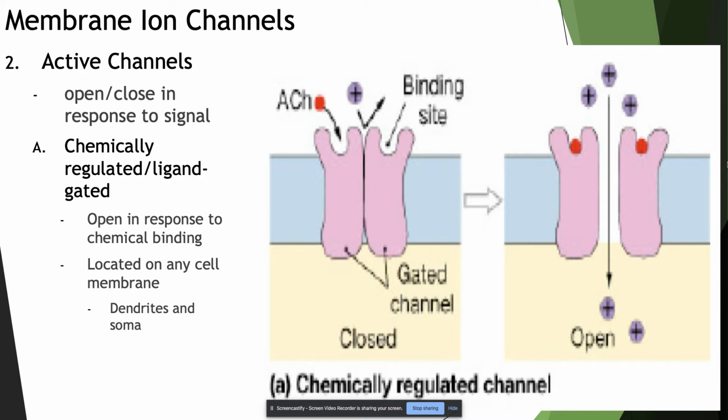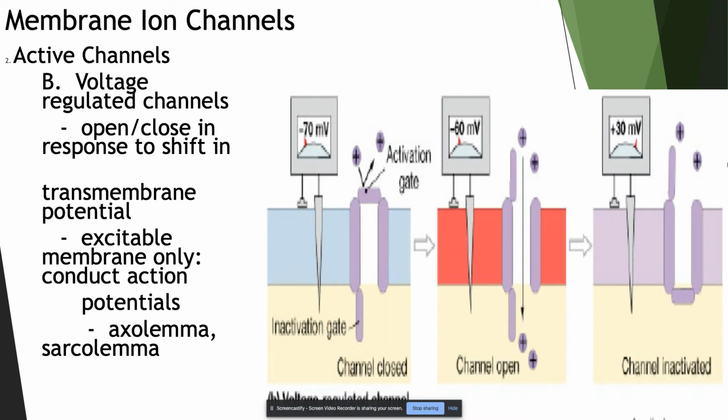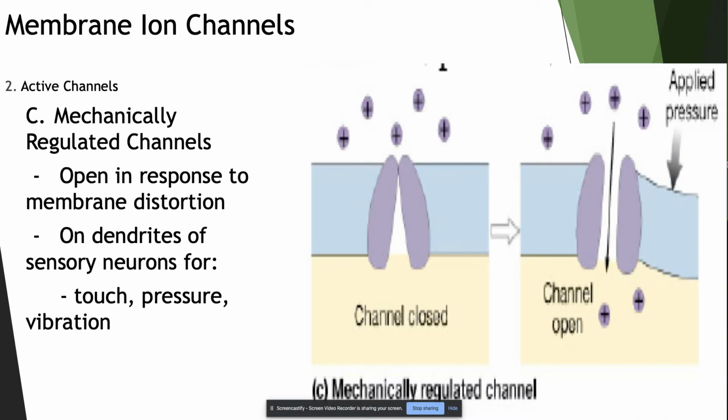The next couple slides just highlight what we said a little bit more. So the chemically gated or ligand gated channels open in response to chemical bonding and are located on the cell membrane. The voltage gated channels open in response to a shift in the transmembrane potential. And then mechanically regulated channels open in response to membrane distortion.